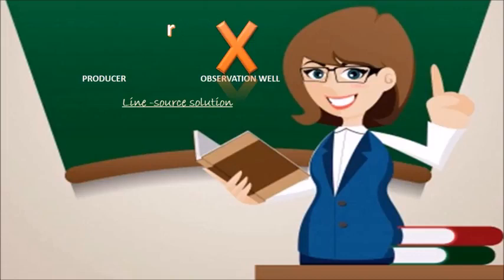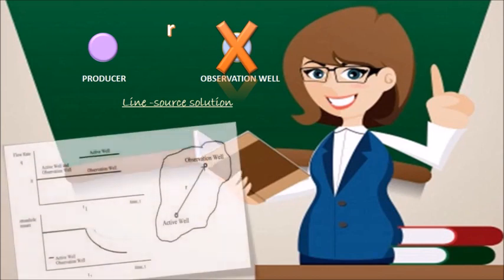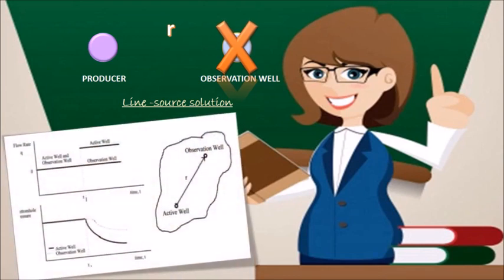Now let us assume that there is one producer and one observation well in an infinite reservoir. The observation well does not produce. Producer and the observation well are separated by a distance r. The effect of the producer in an observation well is given by the line source solution.